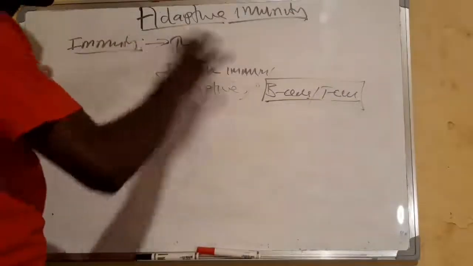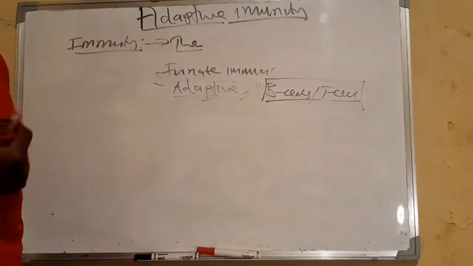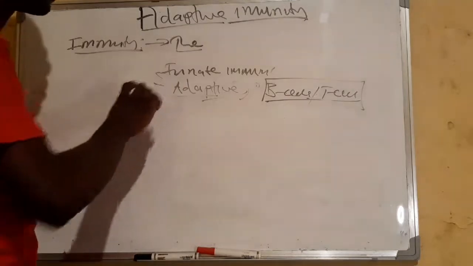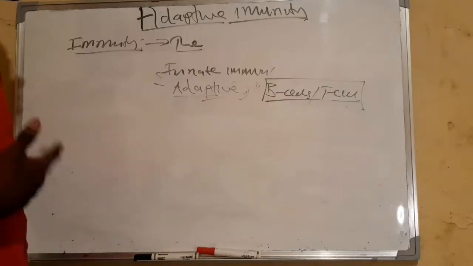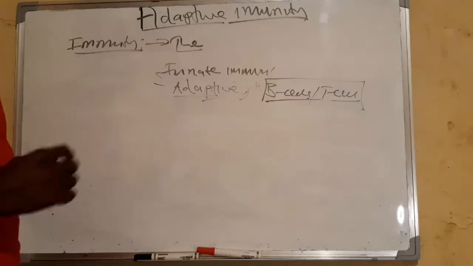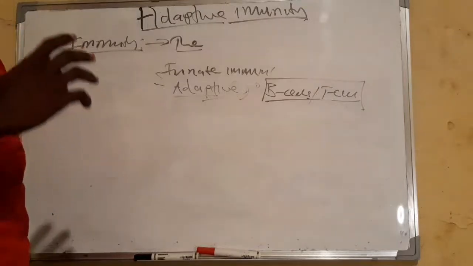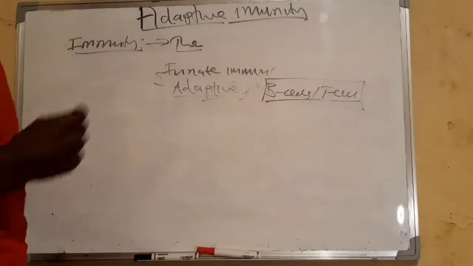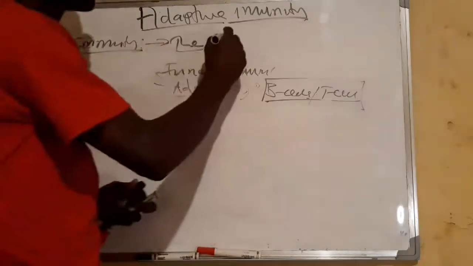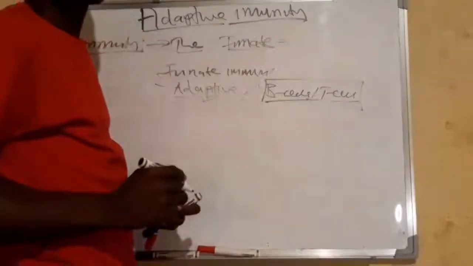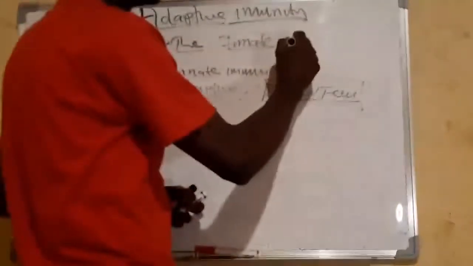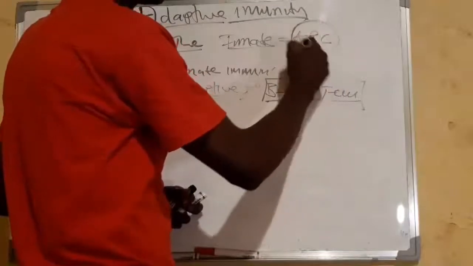So now, for you to understand how adaptive immunity works, adaptive immunity can't work on its own without the innate immune system. First, the innate response has to start first. So we need to understand what the cells under innate are. When we talk about innate, examples of cells are mostly antigen presenting cells.